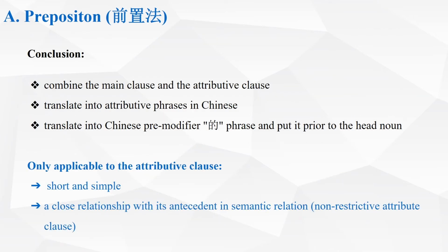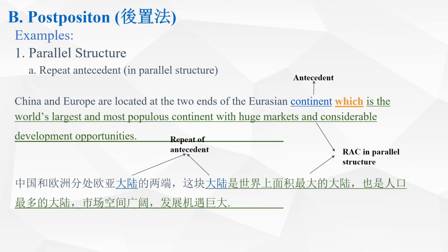To conclude, the prepositioning method is to translate the attributive clause into Chinese pre-modifier, the phrase, and put it prior to the head noun. But it is not applicable to long and complex attributive clause. In contrast with preposition, there's another method called postposition.